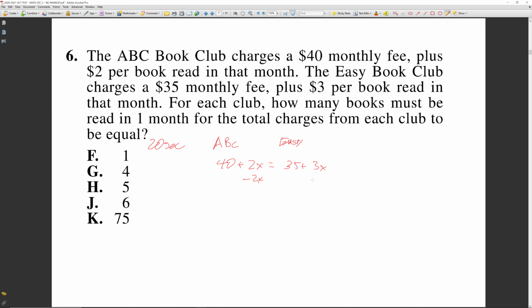So minus 2x, minus 35 on both sides. You just keep this mentally done. So you subtract 2x, you have x on this side. This is equal to 5. The answer is H. That was one-handed.